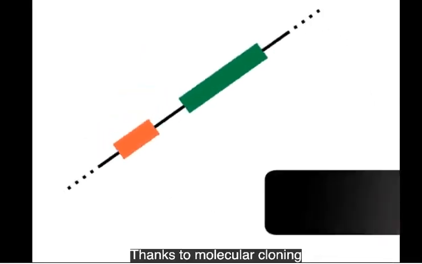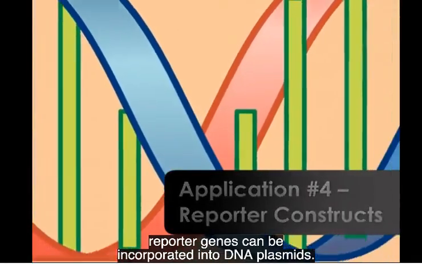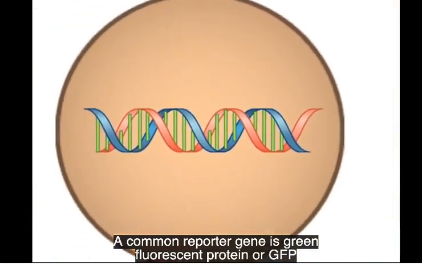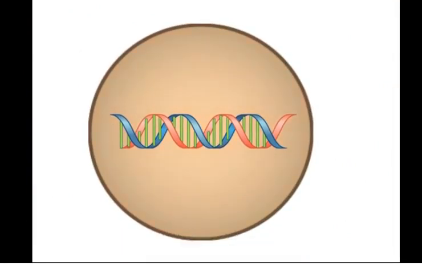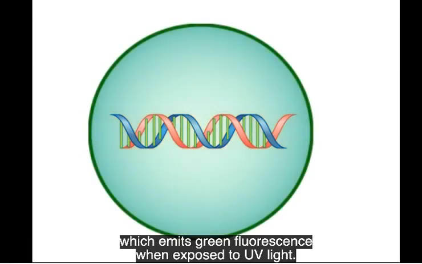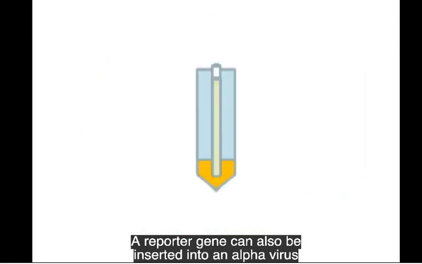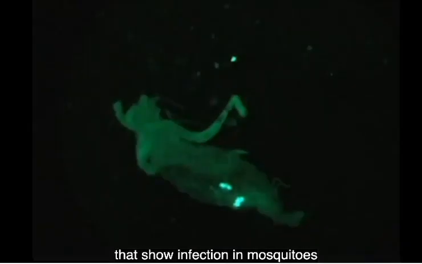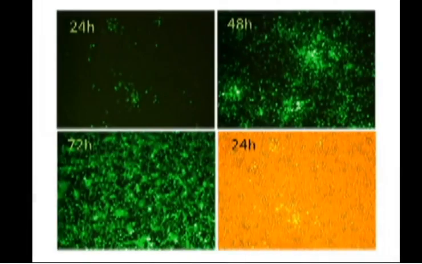Thanks to molecular cloning, reporter genes can be incorporated into DNA plasmids. A common reporter gene is green fluorescent protein, or GFP, which emits green fluorescence when exposed to UV light. A reporter gene can also be inserted into an alpha virus to show infection in mosquitoes and transmissibility in cells.